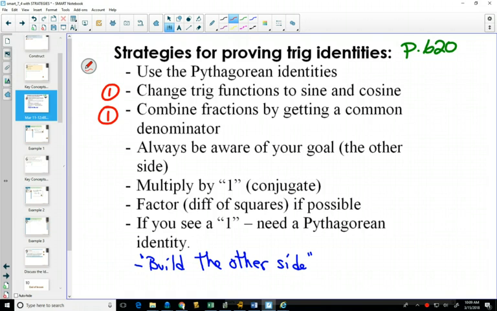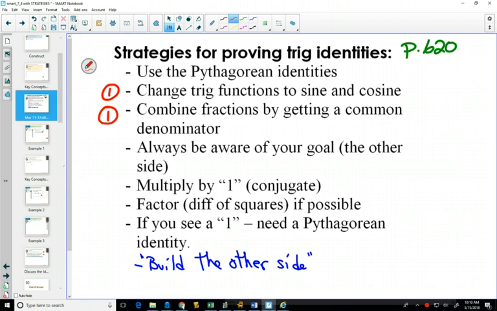You can change things to sine and cos and write both sides as a common fraction. So if you get a single fraction on both sides and change things to sine and cos, 80 to 90% of proofs, if you do that, you will solve them and they'll be done. Or you'll just have one little step left to do. Now, the problem with that main strategy is sometimes there are faster strategies.